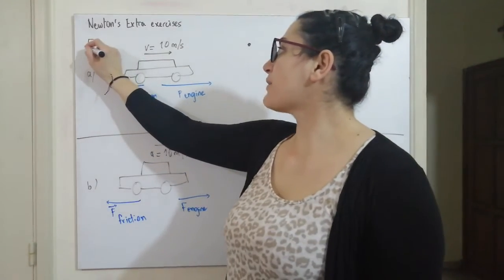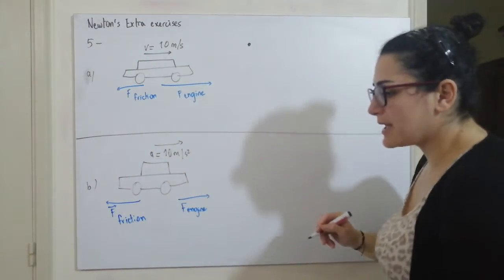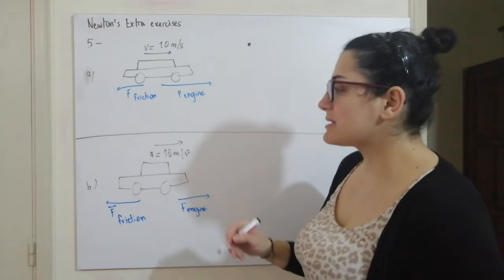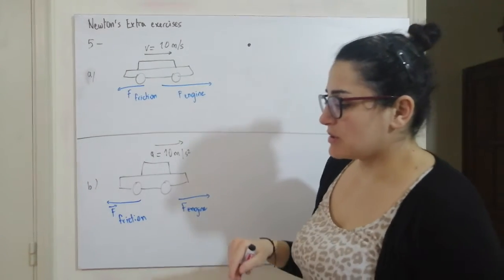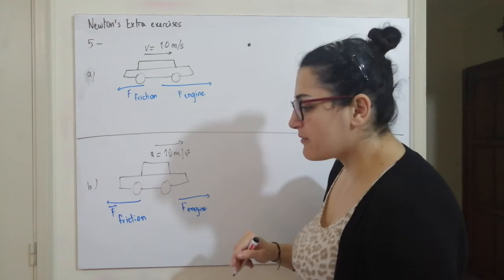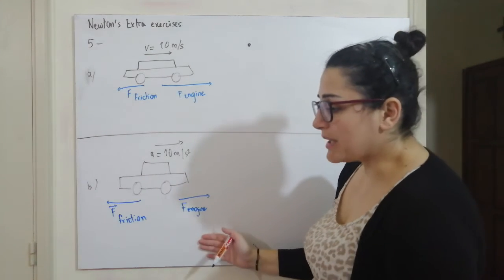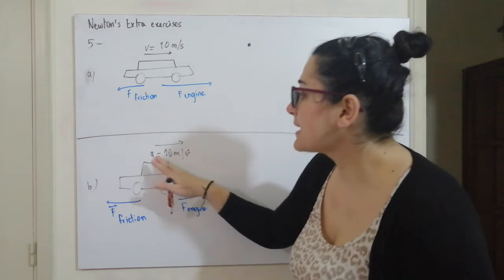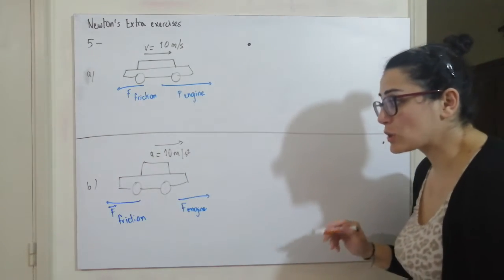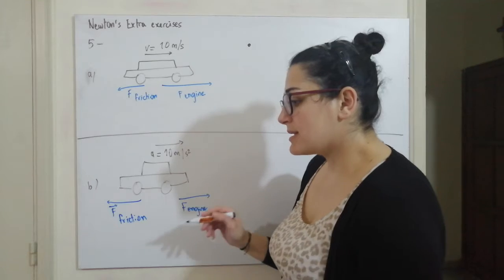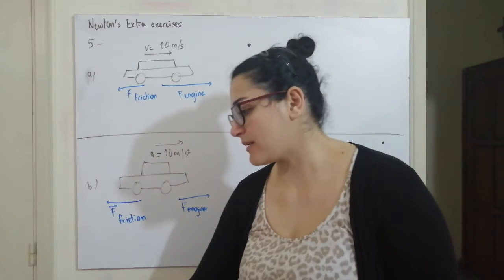Okay, this is number 5. The car shown in A is moving at a constant speed, V equals 10 meters per second. Which is bigger, F of the engine or F of friction? Explain. And I have in B, the same car is now accelerating, A equals 10 meters per second squared. Which one is bigger, F friction or F engine?